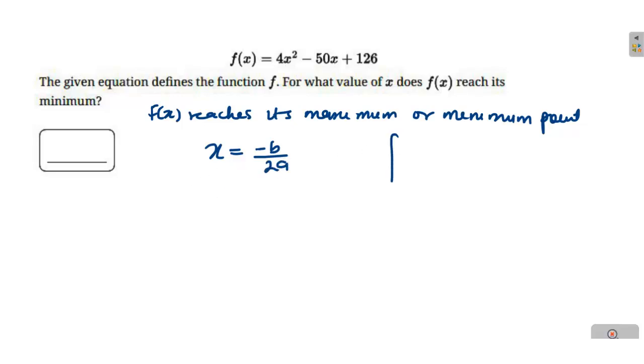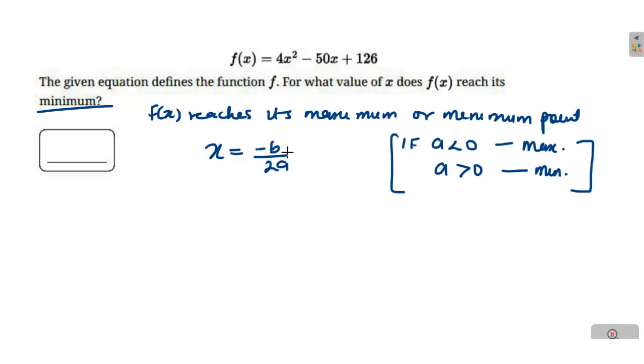And there are two conditions that we can use to validate that. If a is less than 0, it is a maximum point. And if a is greater than 0, it is a minimum point. Obviously, if you look at this, a is the coefficient of x squared, which is 4, which is greater than 0, so that is valid.